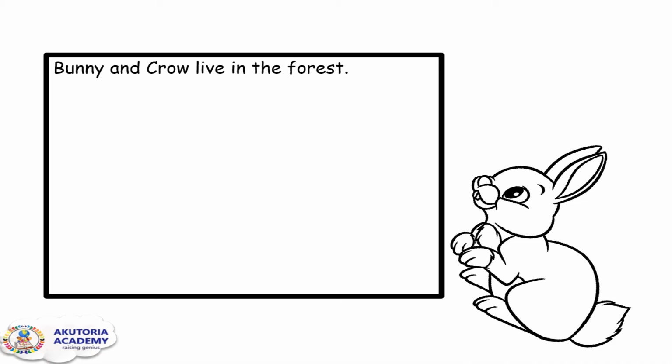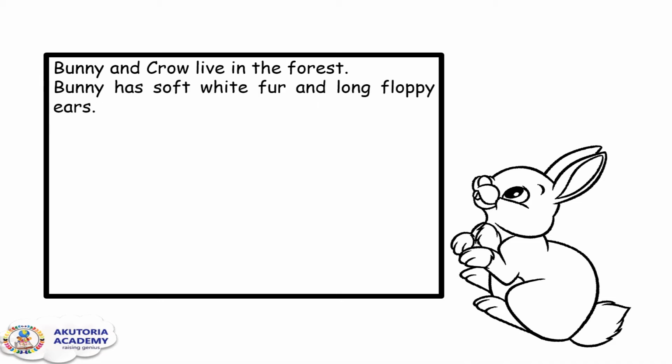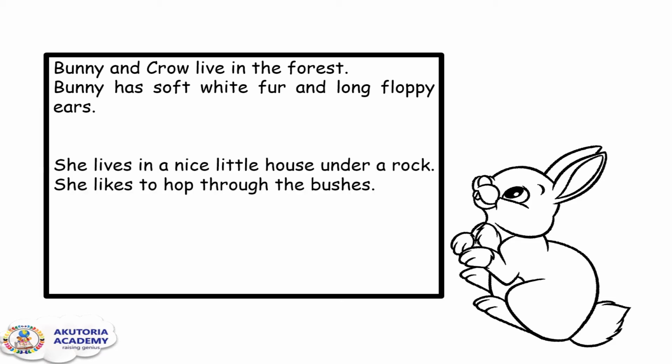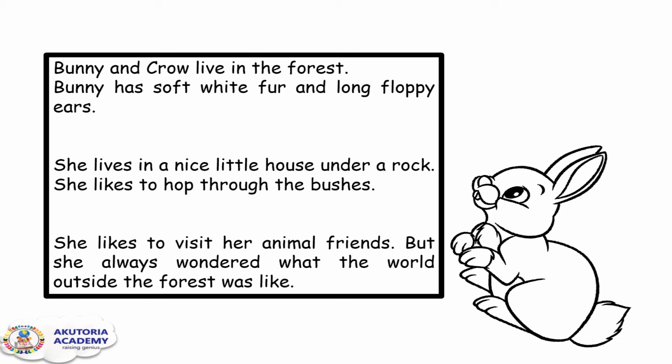Bernie and Crow live in the forest. Bernie has soft white fur and long floppy ears. She lives in a nice little house under a rock. She likes to hop through the bushes. She likes to visit her animal friends, but she always wondered what the world outside the forest was like.